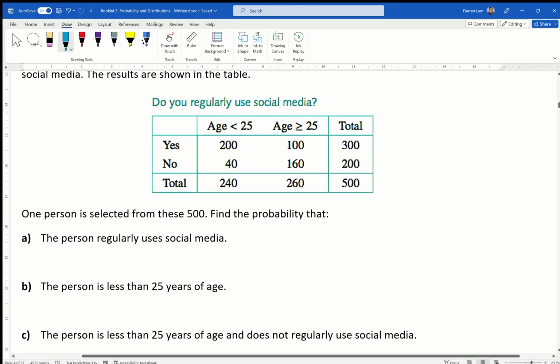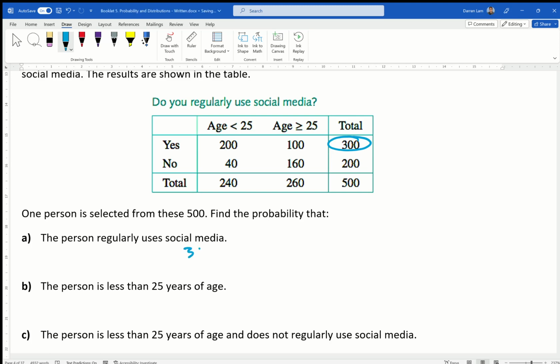All I'm doing is identifying, well, if they're regularly using social media, it doesn't say what age, so it's going to be a value of 300. Right? So that's 300 over the 500 with an expected simplification to 3 over 5. It does not specify, so you can write either 3 over 5 or 0.6. You're not rounding, so technically there is no change in value. That's fine. That is an exact value.